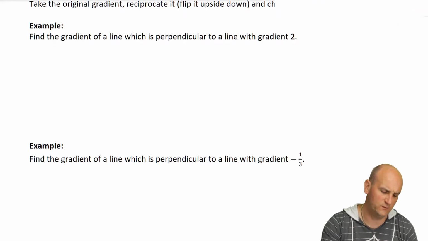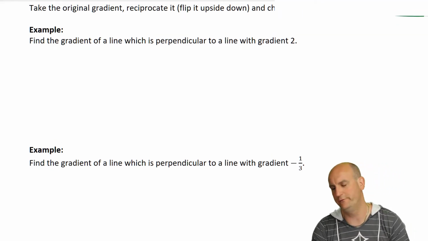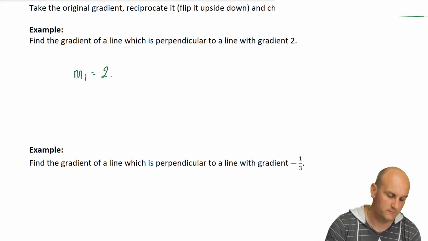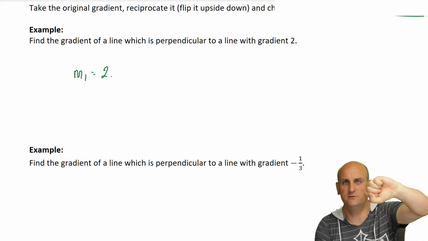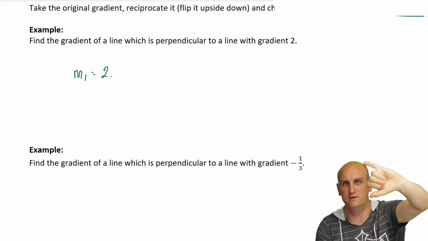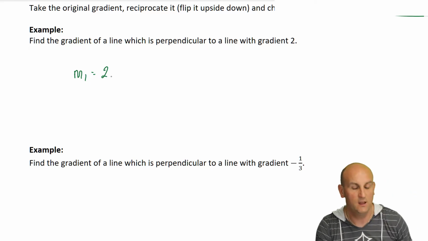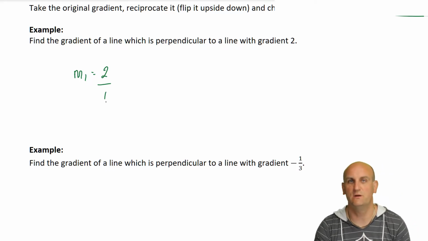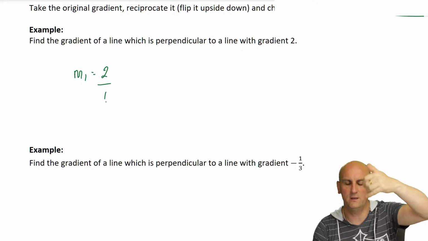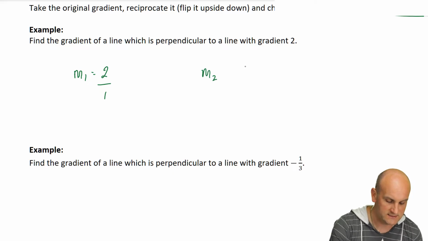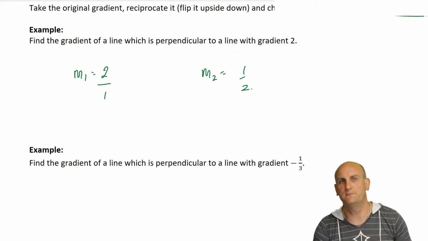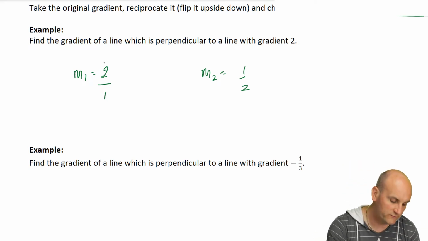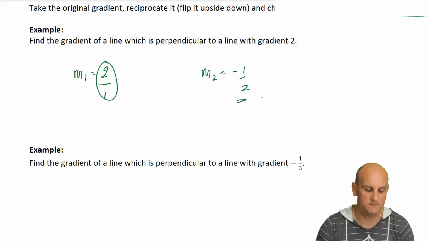Find the gradient of a line which is perpendicular to a line with gradient 2. So I know that m1 is equal to 2. What do I want to do? I take the original number and I flip it upside down. I take that original fraction and I reciprocate it. And you're going to go, but hold on a moment, there is no original fraction. Oh, yes, there is, because that's actually 2 over 1. So now the gradient of my perpendicular, my m2, is 1 on 2. And I've got to multiply it by minus. If it was a minus, it becomes a plus, and if it's a plus, it becomes a minus. Well, this was definitely positive, so my gradient now becomes -1/2.